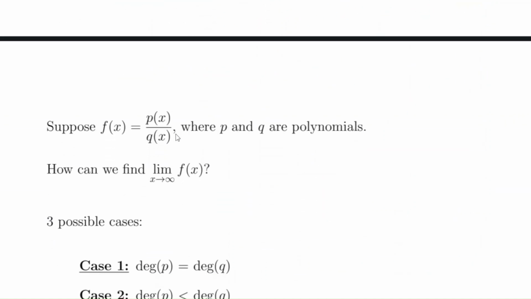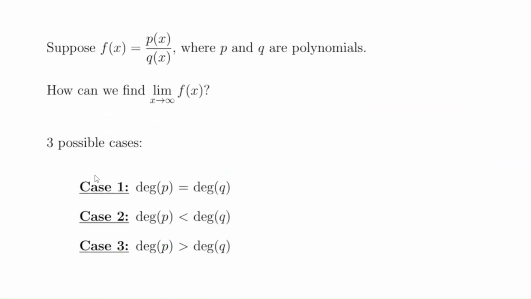So again, there are 3 cases. If you have p of x over q of x, you have 3 cases. If the degree of the top is the same as the degree of the bottom, you just look at those leading coefficients and divide them out. You're going to get something like y equals 4 as a horizontal asymptote. The limit will be 4. If the degree on the top is less than the degree on the bottom, the degree on the bottom is bigger, y equals 0 will be the horizontal asymptote. And if the degree on the top is bigger, the degree of p is bigger than the degree of q, then you're going to get either infinity or negative infinity. You have to figure out which one it's going to be.